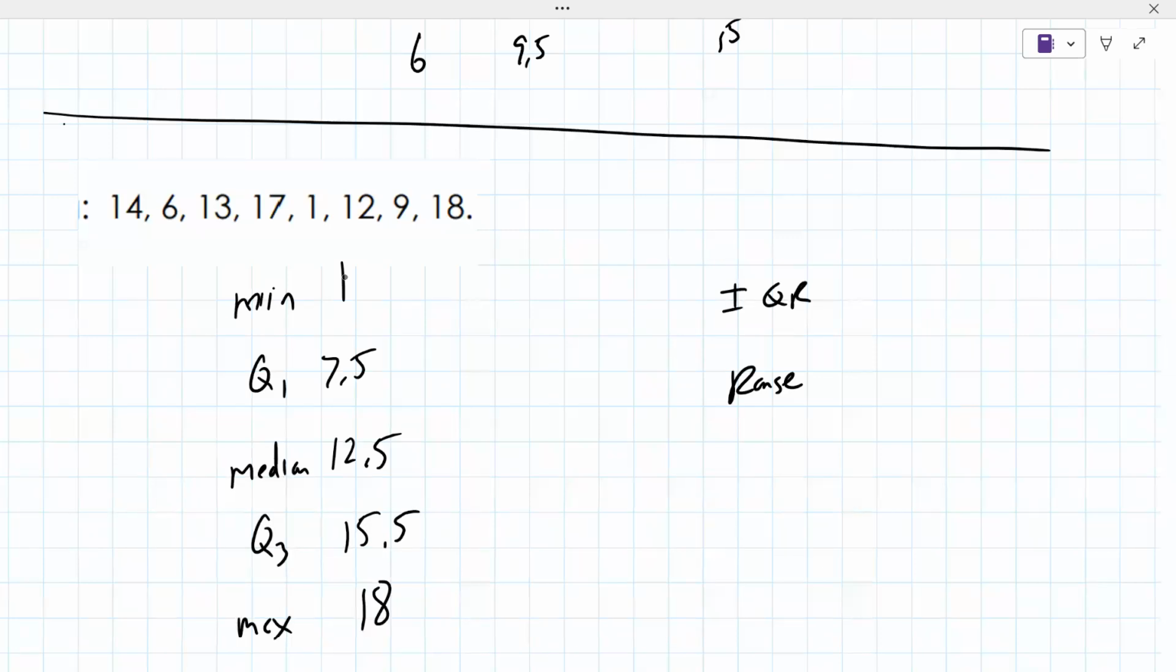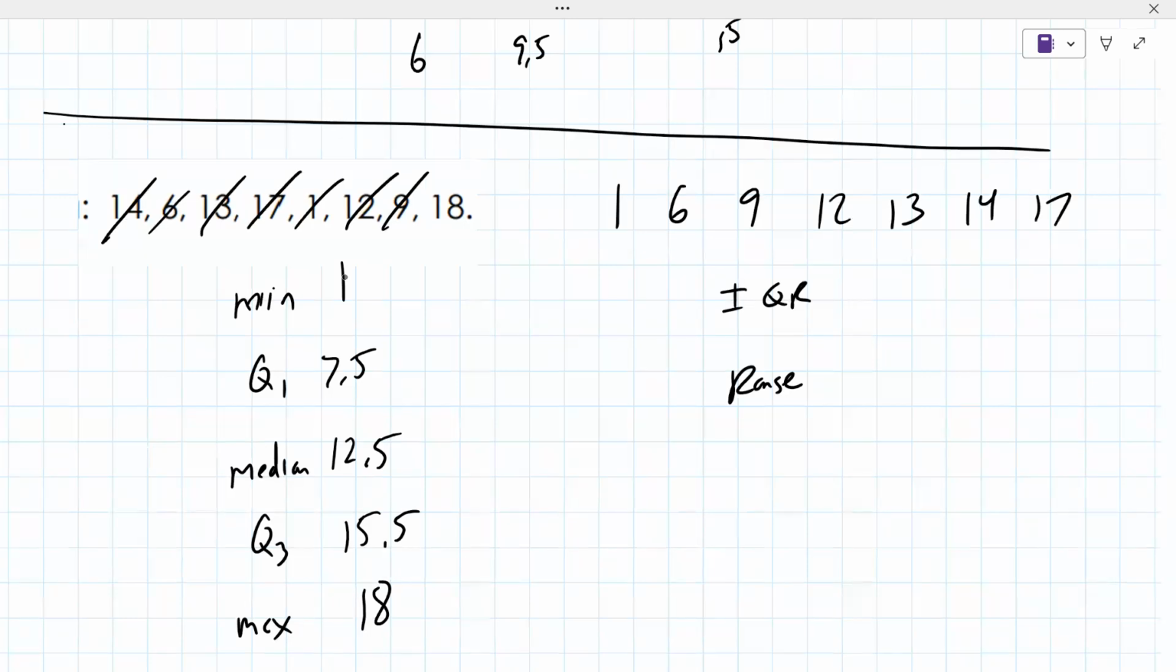All right, so I'm going to put these numbers in order. One of the things I do is I like to cross them out as I go. That way I don't accidentally reuse them or double count here. And there's 12, there's 13, there's 14, there's 17, there's 18. Okay, so I agree with everything you've done here. All right, what is the IQR and what is the range?